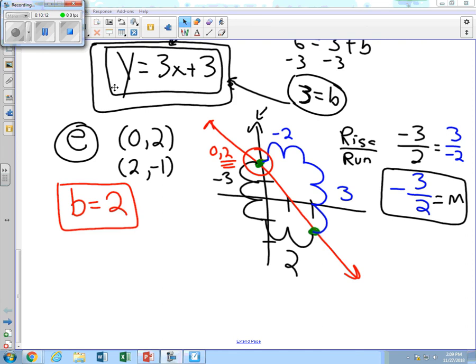If you did this by doing the 2-point thing and then doing y1 minus y2, you still get the same answers. But my final answer here is y equals my slope, which is negative 3 over 2 x, plus my b, which is plus 2, my bad.